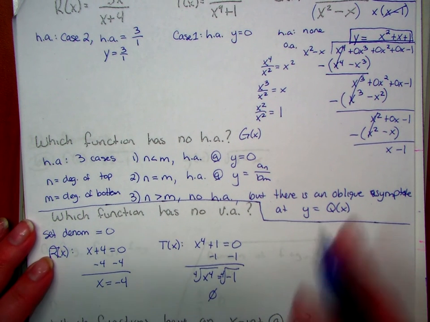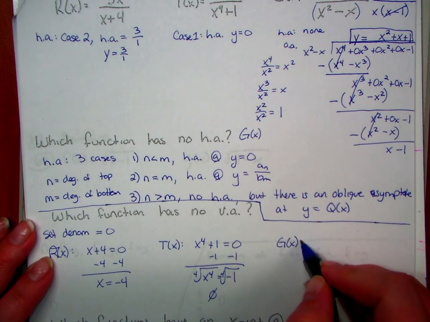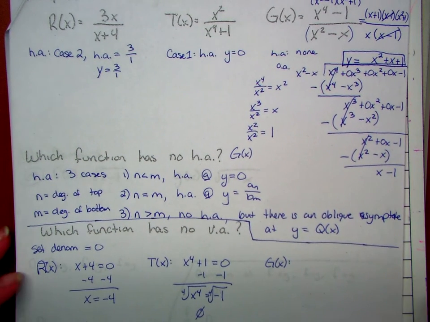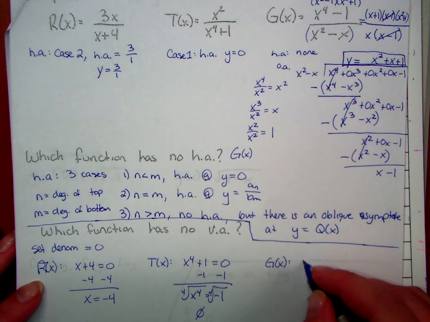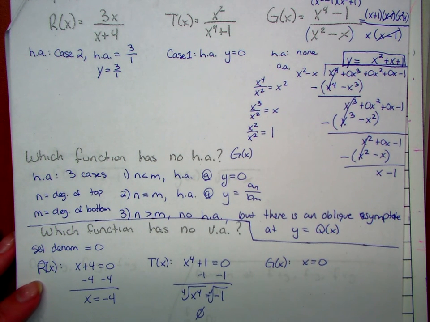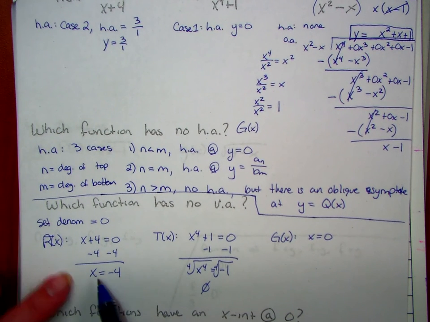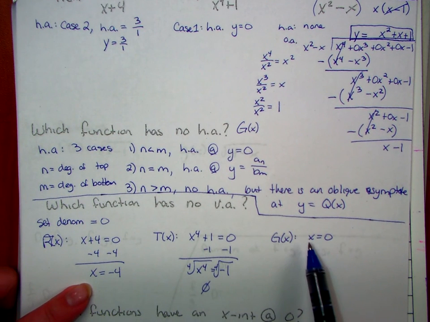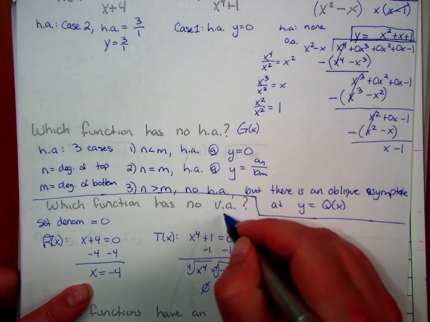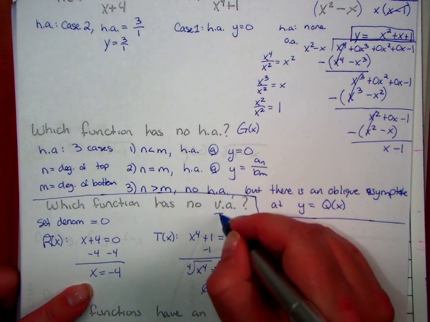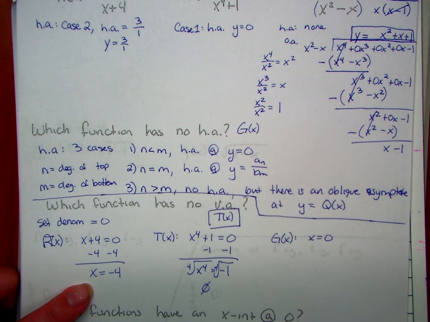But you want to make sure there's not 2 different functions that don't have vertical asymptotes. So I'm going to set the denominator of g of x equal to 0. Now in reduced form, the only thing left is x in the denominator. So if I set x equal to 0, that is my vertical asymptote. R has a vertical asymptote at -4. G has a vertical asymptote at 0. T doesn't have one. So the answer to this question would be t of x. It's the only function that doesn't have a vertical asymptote.